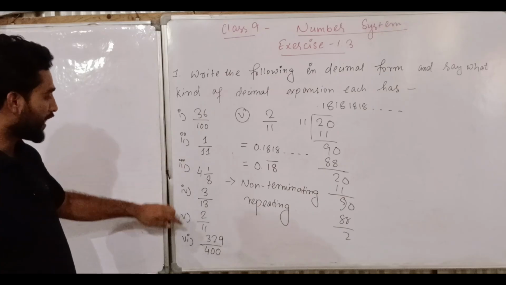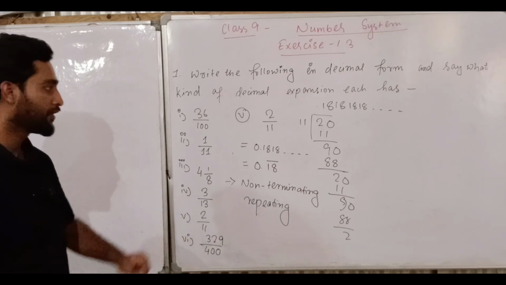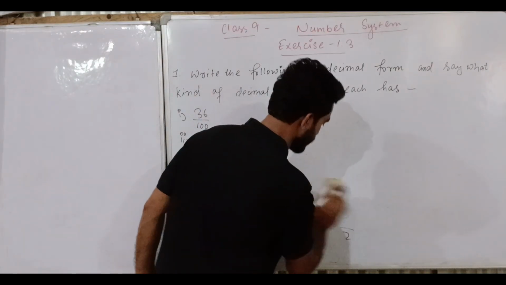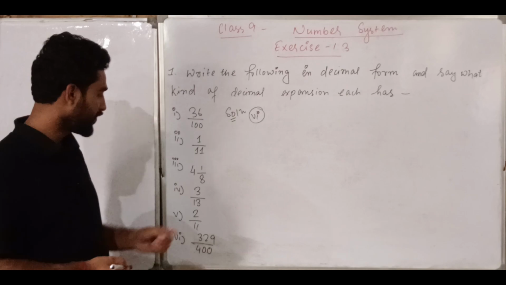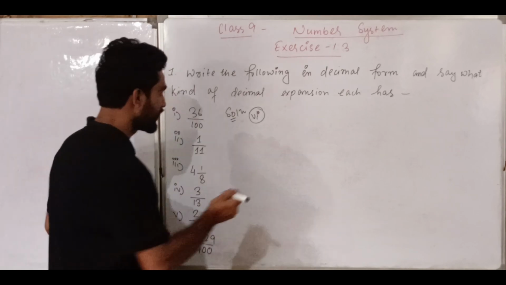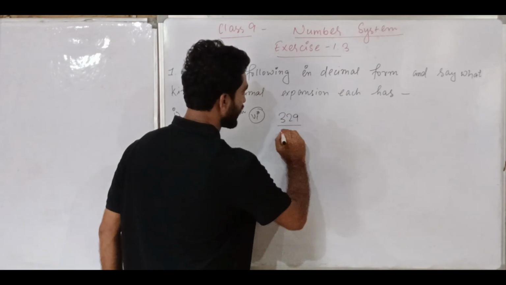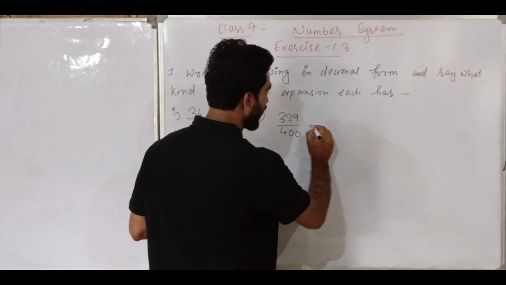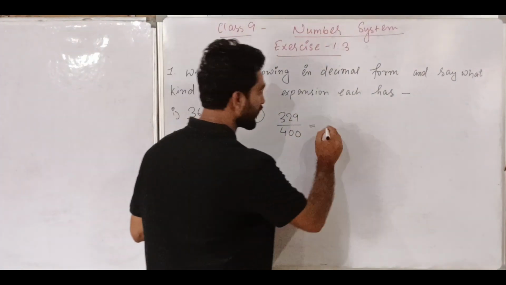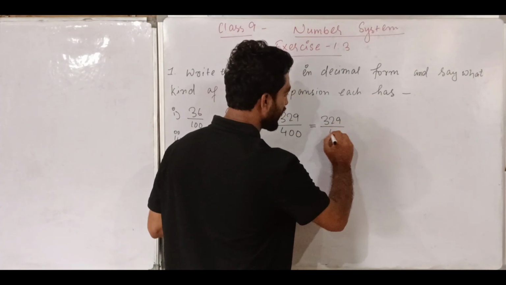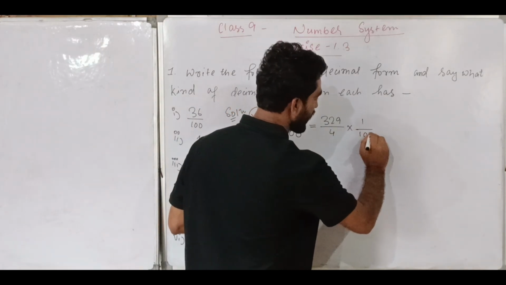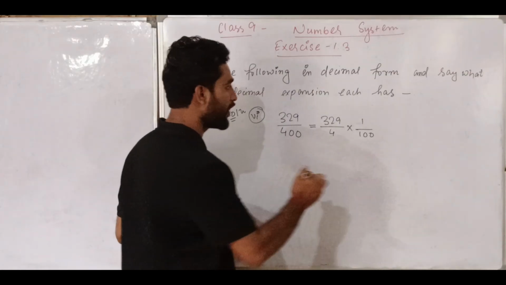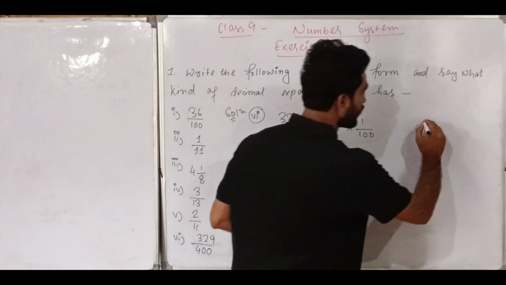Now let's see the last question, that is 329 divided by 400. Okay, now let's see this question number 6. 329 divided by 400. Now to make this calculation simple, we will not directly divide 329 by 400. So this can be written like this: 329 divided by 4 into 1 divided by 100, because 329 into 1 is 329 and 4 into 100 is 400. Now let's divide 329 by 4.